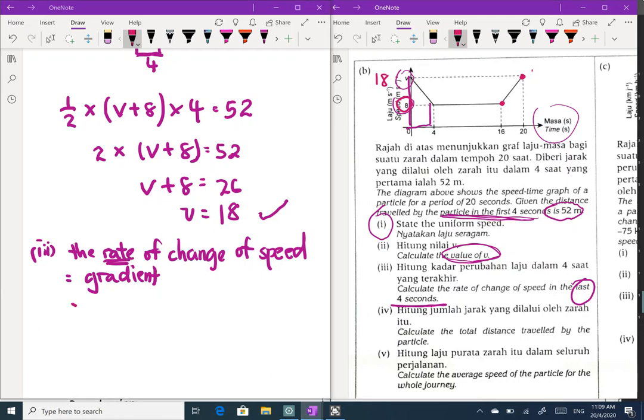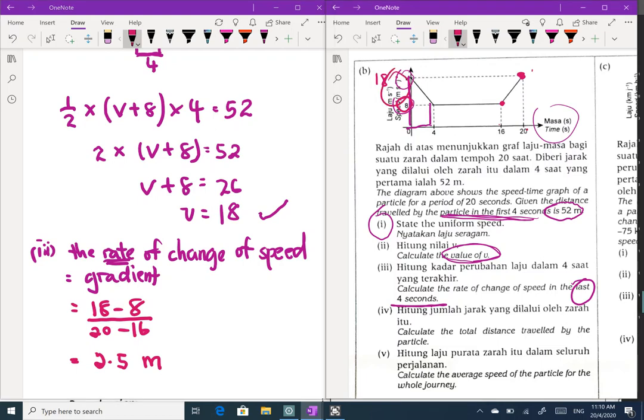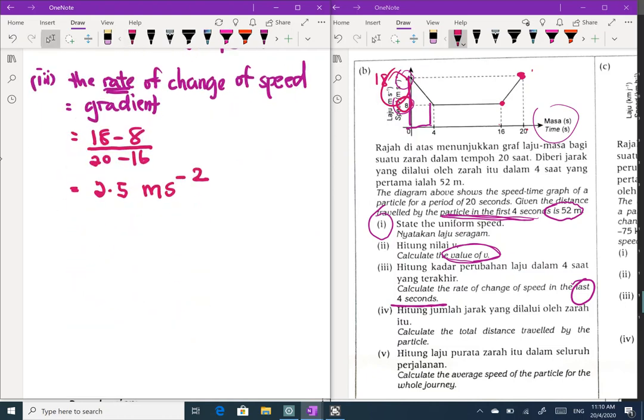So the gradient is 18 minus 8, over 20 minus 16. So finally you will get the rate of change of speed, with the unit ms^-1, which is negative 2.5.